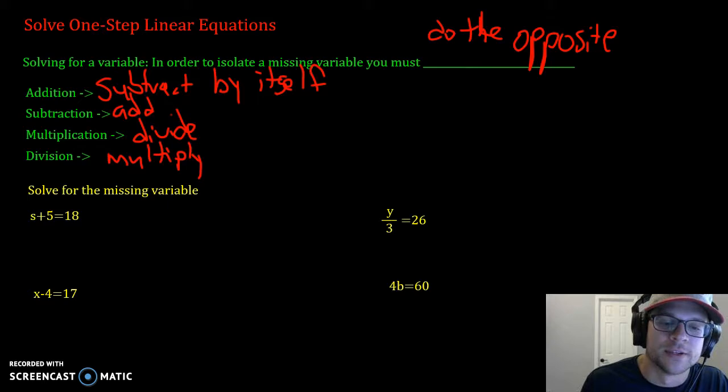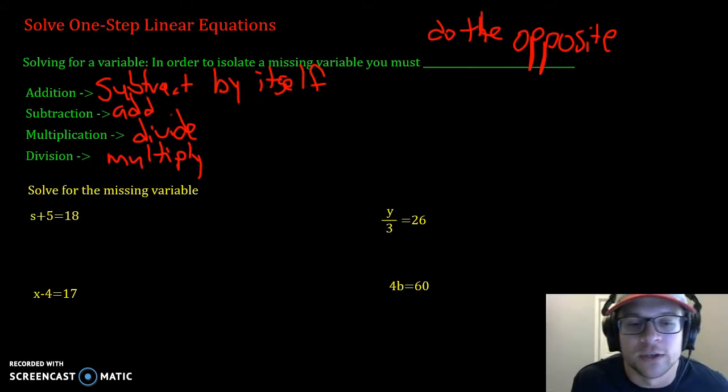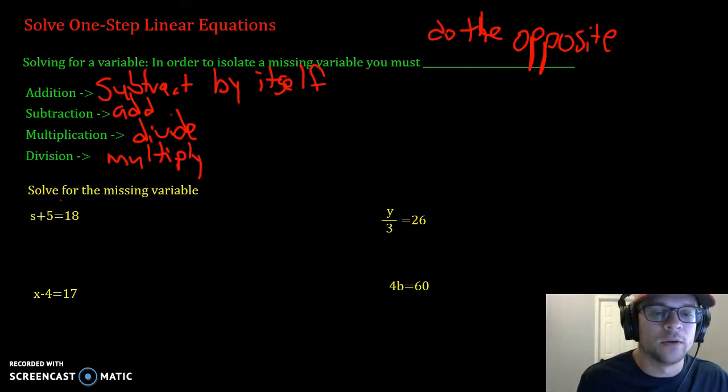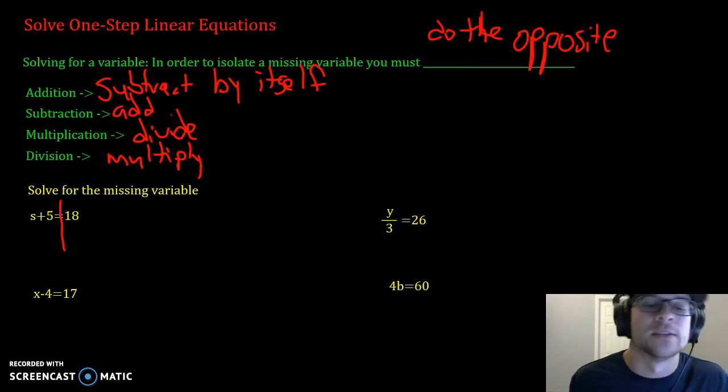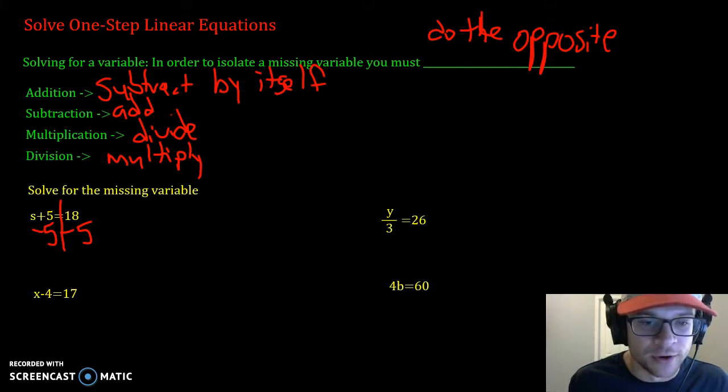So for this first one, to solve for a missing variable, s plus 5 equals 18. Right now, on the left side of our equation, we have an s that is not by itself. It has this plus 5. The opposite of addition to 5 is subtraction. So we're going to subtract 5 on both sides. 5 minus 5 is 0, so we're left with just the s. 18 minus 5 is 13.